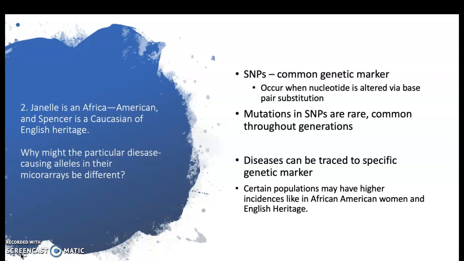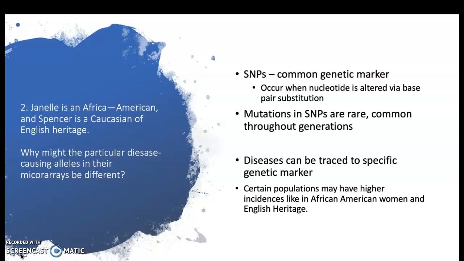They are variations that occur when a single nucleotide in a DNA sequence is altered via a base pair substitution, in which the original or ancestral allele is replaced with a new or minor allele. While SNPs are common, mutations in an SNP are rare, but are common throughout generations. Diseases can be traced to specific genetic markers.